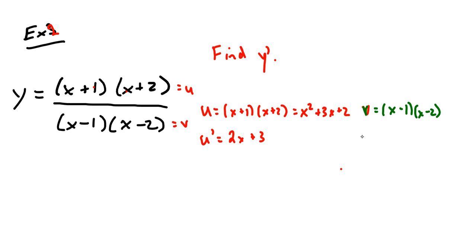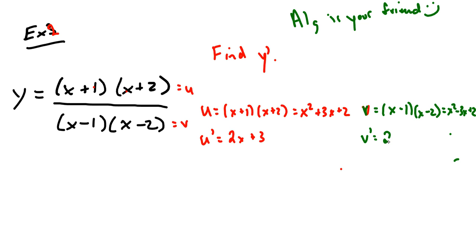If I wanted to find v prime, I would use the product rule. But I don't want to use the product rule because that's long and messy. So I'm going to use algebra, because algebra is your friend. So use algebra appropriately. In this case, we are. So we're going to have x squared minus 3x plus 2. Find that derivative. It's going to equal 2x minus 3 using the power rule.